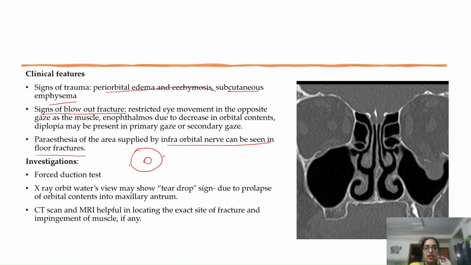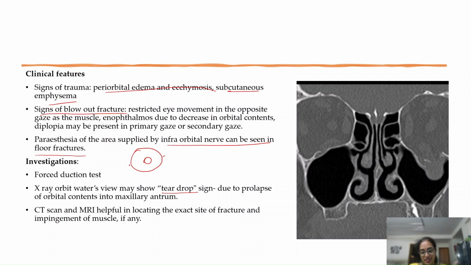You can do an X-ray of the orbit. The Water's view, I would remember it as a person trying to drink water. So the patient's head is lifted up with the mouth open. The Water's view shows a teardrop sign due to the prolapse of the orbital contents into the maxillary antrum.